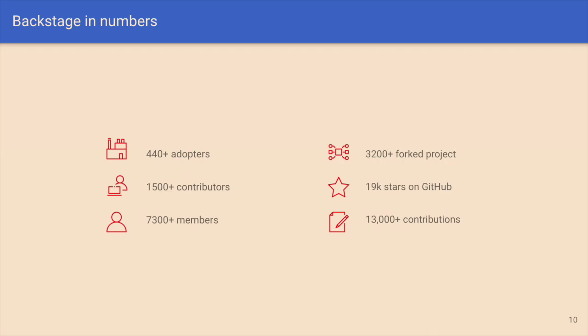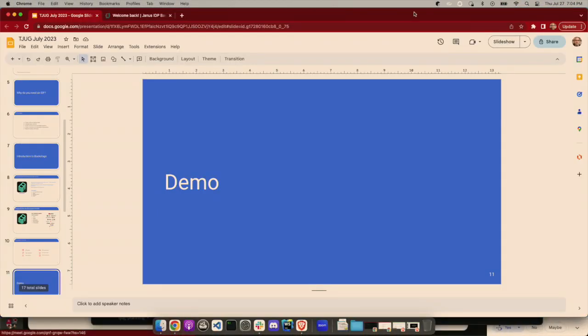So just quickly, Backstage in numbers. Those numbers are a few months old, so they have a lot more now, but you can see it's a pretty active project. It's available on GitHub, and you can see lots of adopters, contributors, and even stars. I think that's probably the most important data in there. And I will go straight to the demo. I think that's the most interesting.